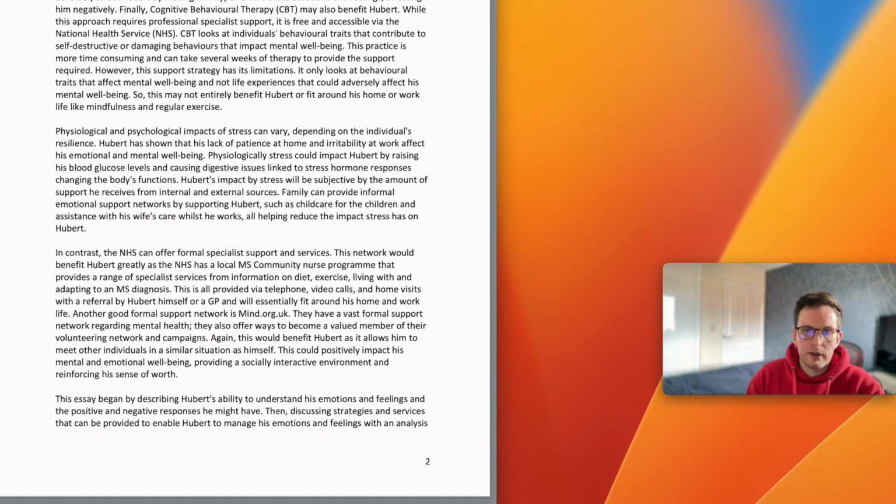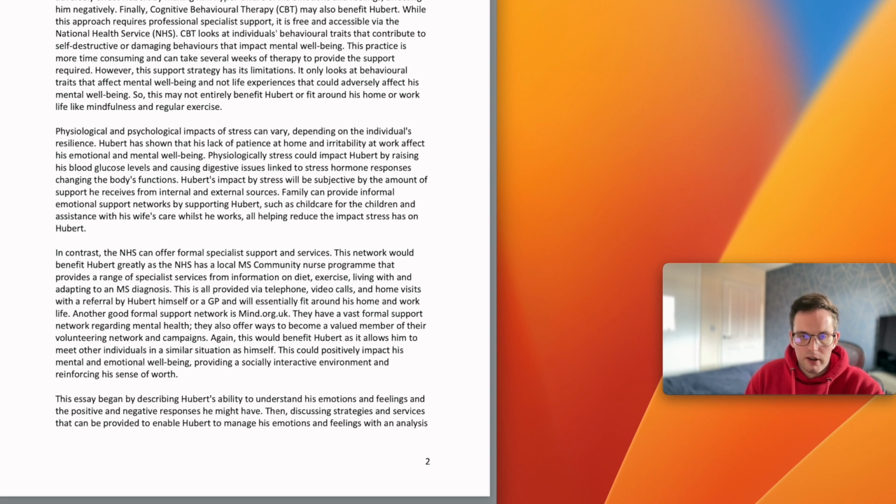and external sources. Family can provide informal emotional support networks by supporting Hubert, such as childcare for the children and assistance with his wife's care whilst he works, all helping reduce the impact stress has on Hubert. In contrast, the NHS can offer formal specialist services, and this network would benefit Hubert greatly, as the NHS has a local MS community nurse programme that provides a range of specialist services for information on diet, exercise, living with and adapting to an MS diagnosis.